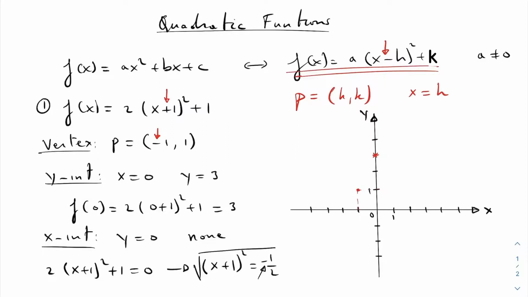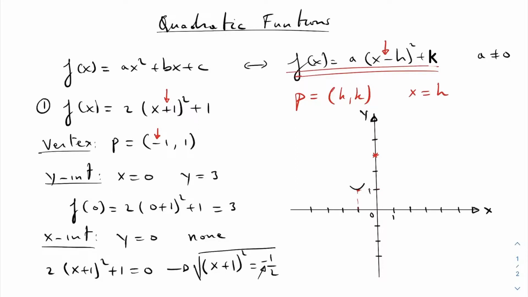Now, one thing you should know about the vertex is that it always represents either the minimum or the maximum point of the function. So in this case, since the y-intercept is above the vertex, the vertex has no choice but to be a minimum point for the function. So we're going to have a minimum curve like here to give us a sense of the general shape of the function.